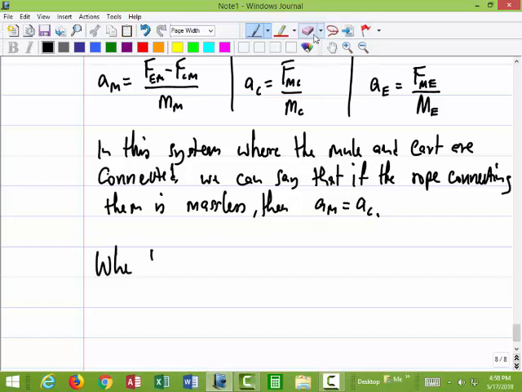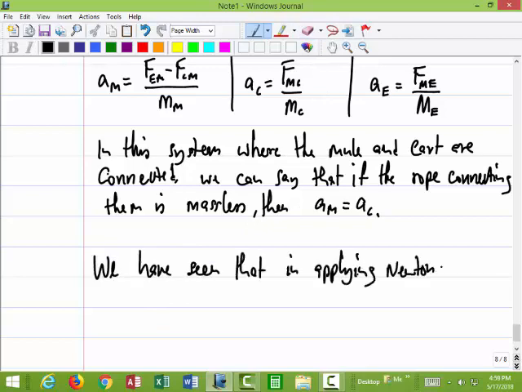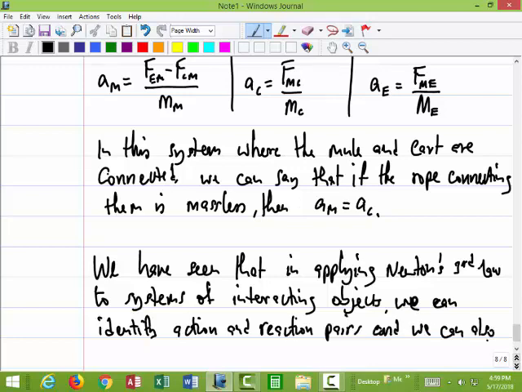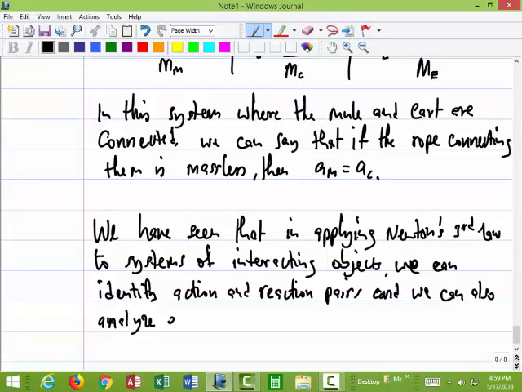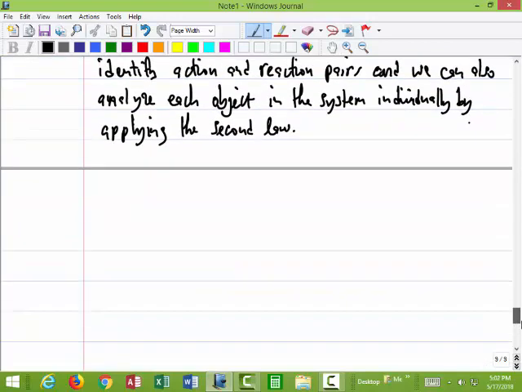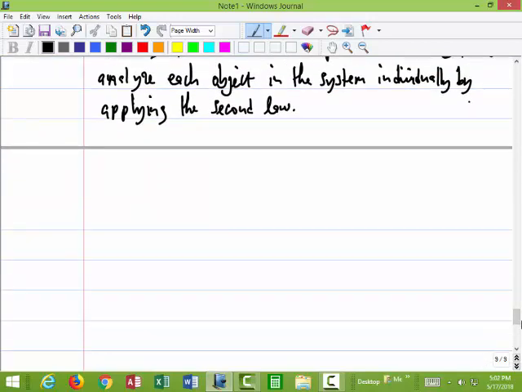So let me finish up by saying that we have seen that in applying Newton's third law to systems of interacting objects, we can identify action and reaction pairs, and we can also analyze each object in the system individually by applying the second law. Let's look at an illustrative example of applying Newton's third law.